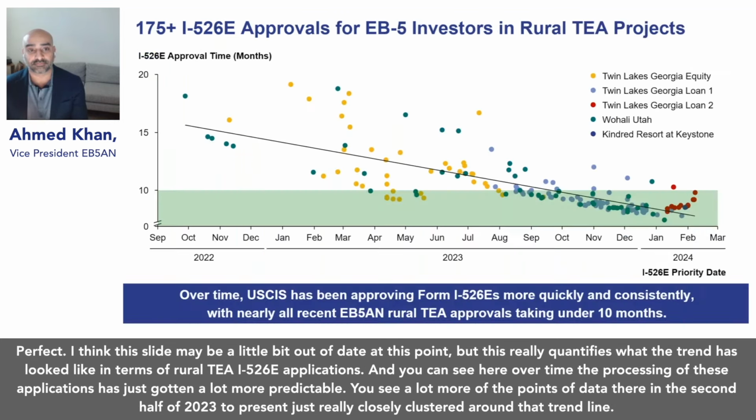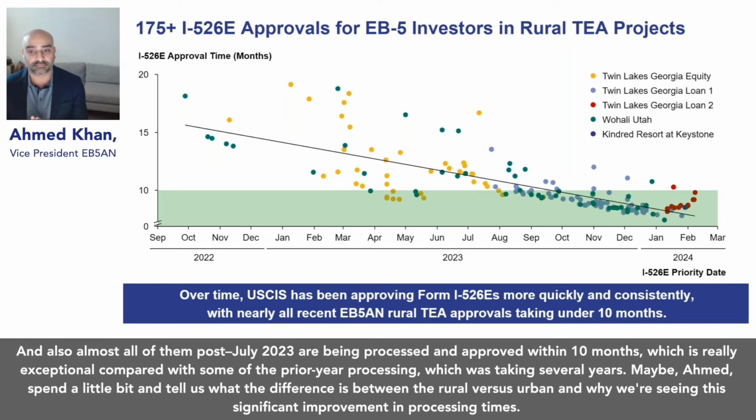Perfect. And I think this slide may be a little bit out of date at this point, but this really kind of quantifies what the trend has looked like in terms of rural EB-5 I-526 applications. And you can see here over time, the processing of these applications has just gotten a lot more predictable. You see a lot more of the points of data there, in the second half of 2023 to present, just really closely clustered around that trend line.